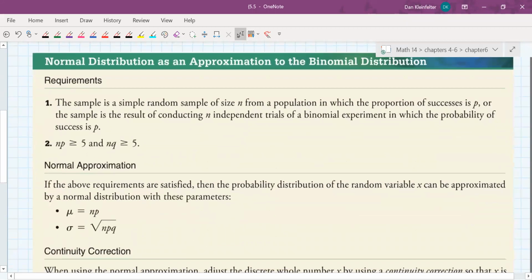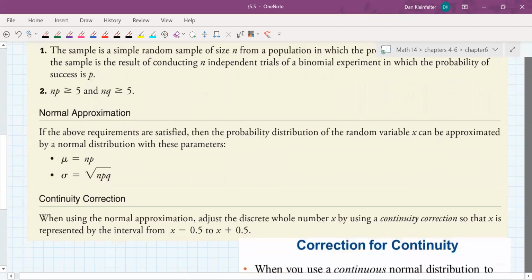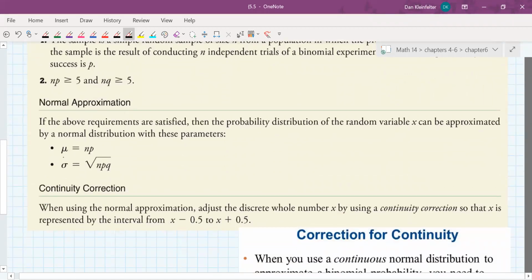Okay, so recapping the requirements, as always, we need a simple random sample of size n. Our proportion of success is p. We're doing n independent trials, and the probability of success is p. We need np to be at least 5 and nq to be at least 5. If we do that, then our normal approximation will have mean mu, which is np, and standard deviation sigma, which is the square root of npq.